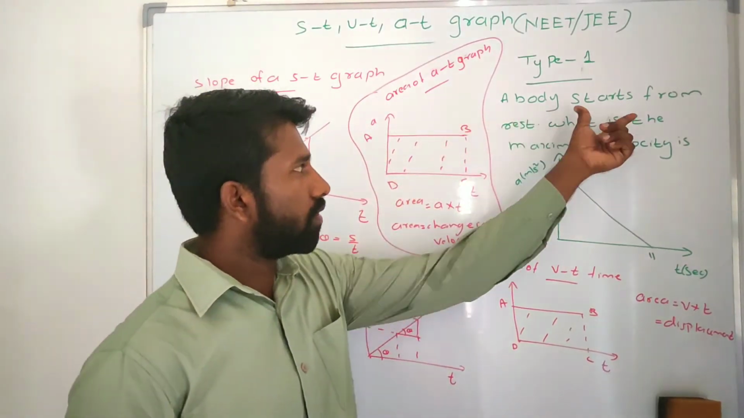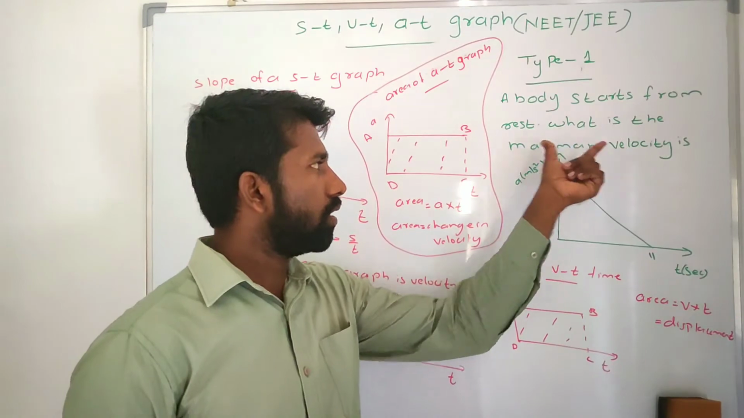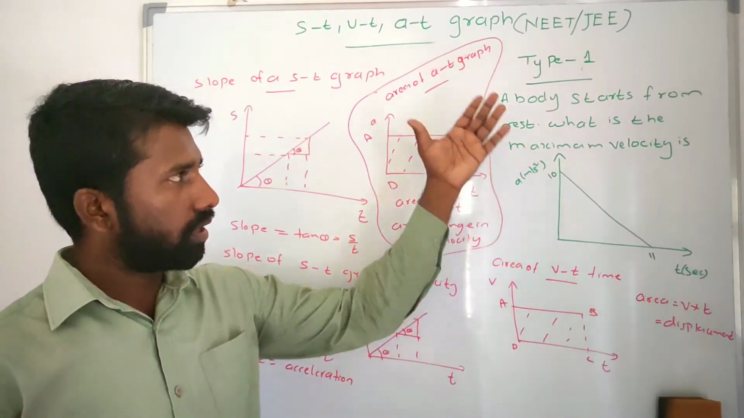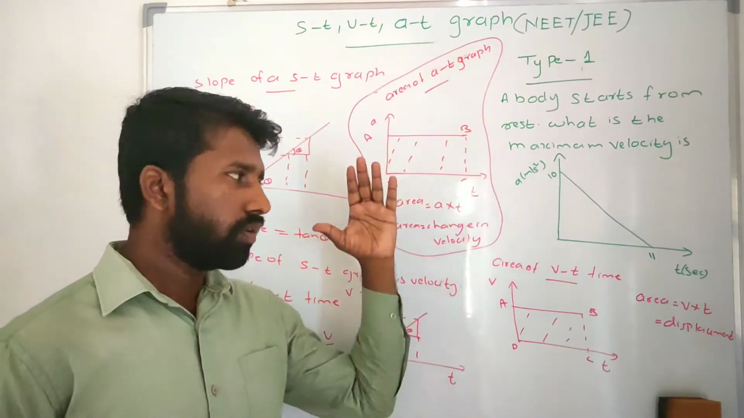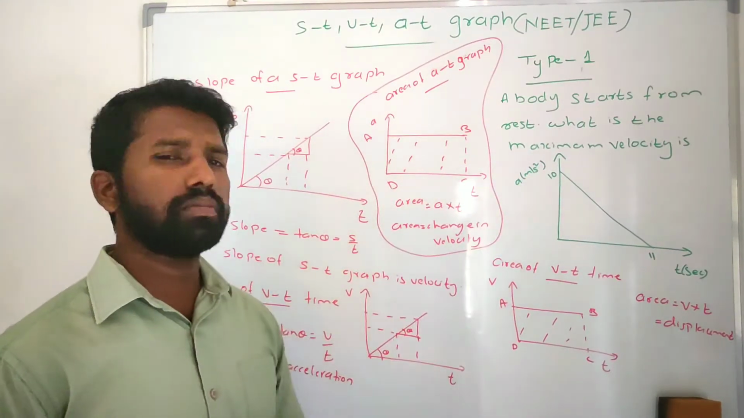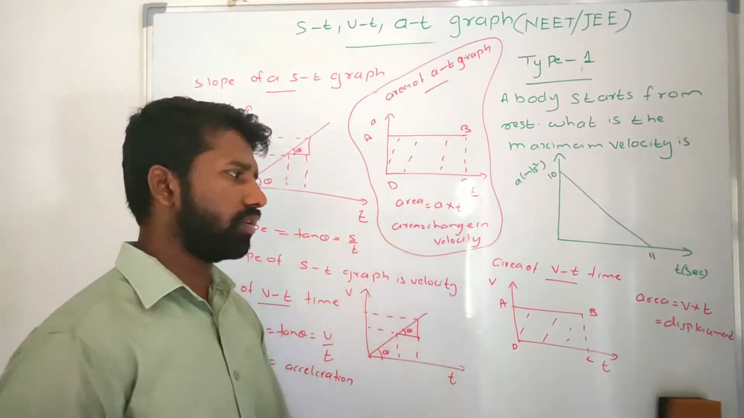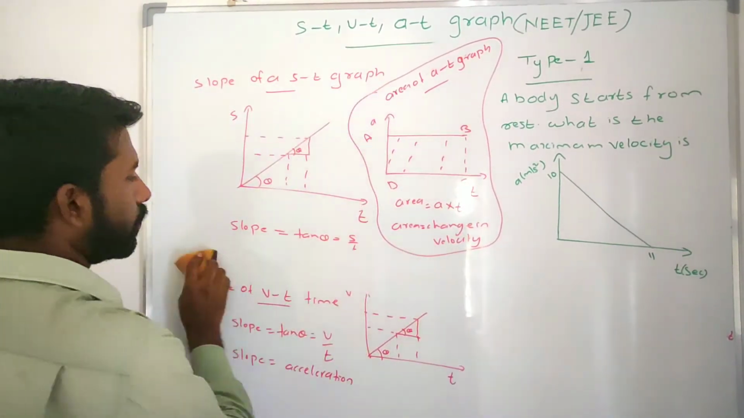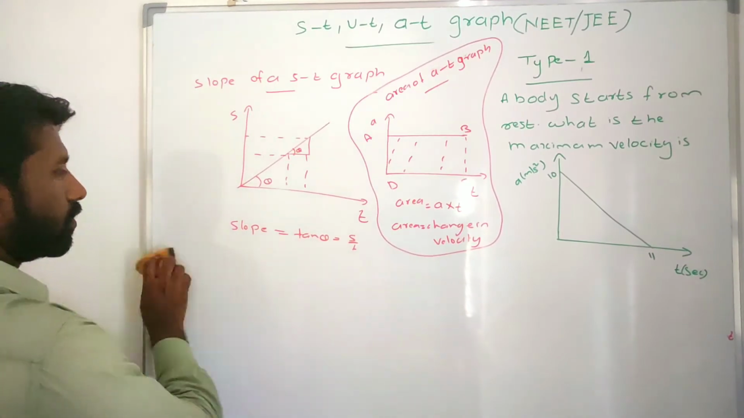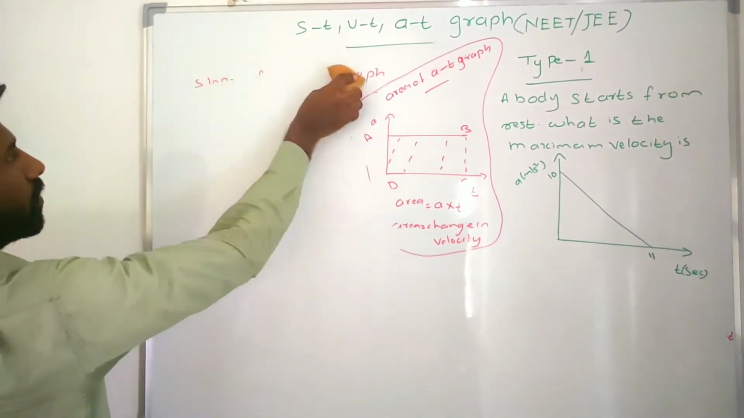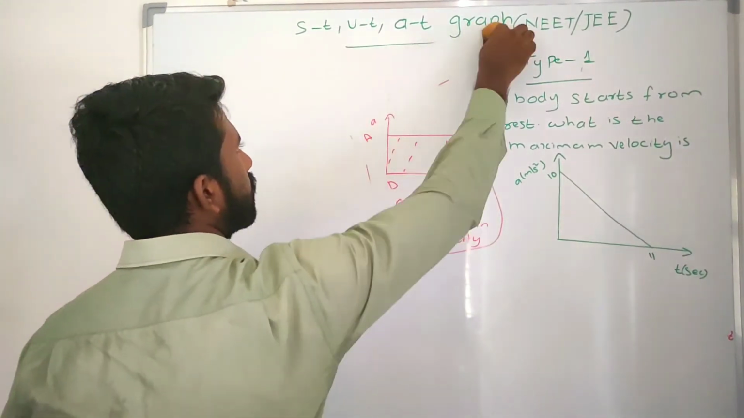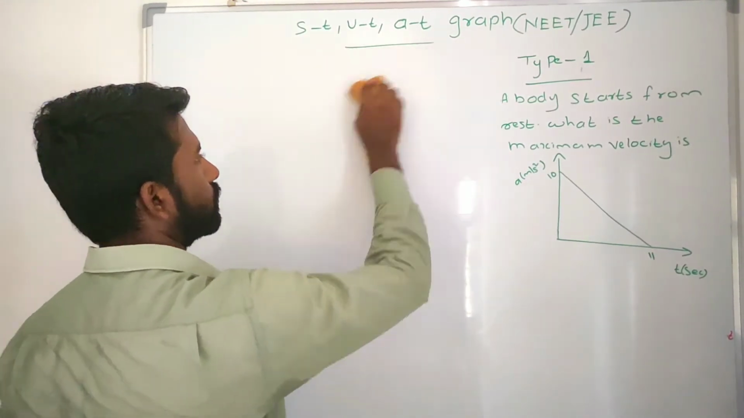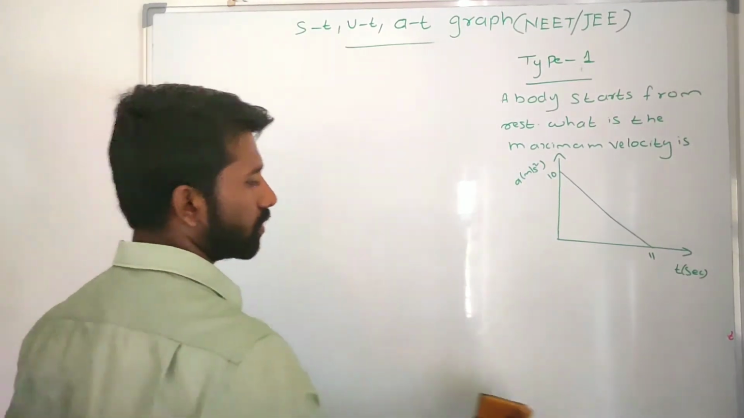A body starts from rest. What is the maximum velocity? In this diagram, what have they given? A body starts from rest, and we want to find the maximum velocity of the body. So we can solve this problem. What type of graph have they given? They have given an acceleration-time graph.